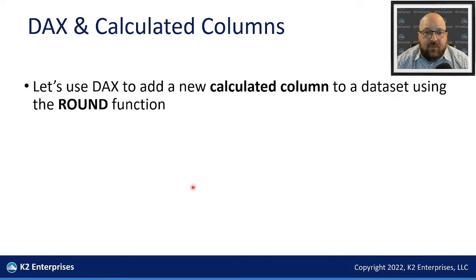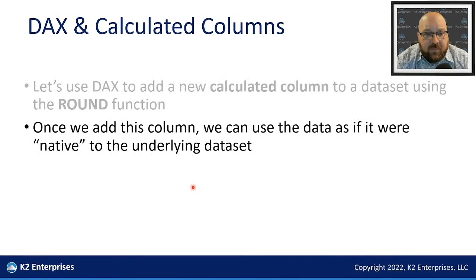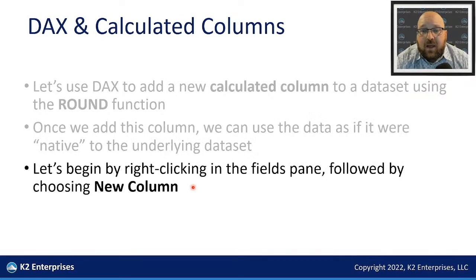Okay. Now let's talk a little bit about calculated columns and also calculated measures, right? So we're going to go ahead and create a calculated column here in a minute, and we're going to use the round function. Once we add this column, we can use the data exactly the same way that we've always used data. It'll work and feel and act just like everything else inside that data. What we're going to do is go to our data view, and then choose the option that says new column. Ultimately we're writing a formula that will round a specific value for us. So let's go ahead and take a look at how that might function.